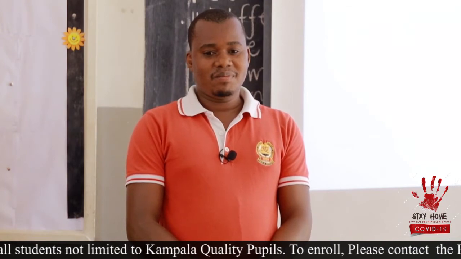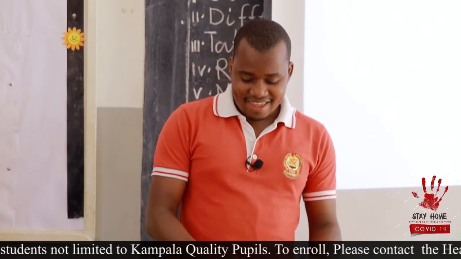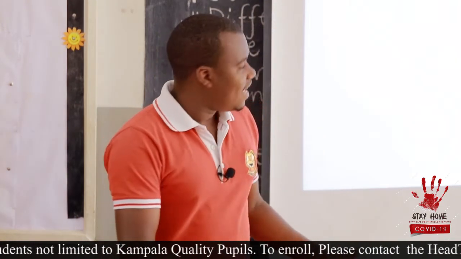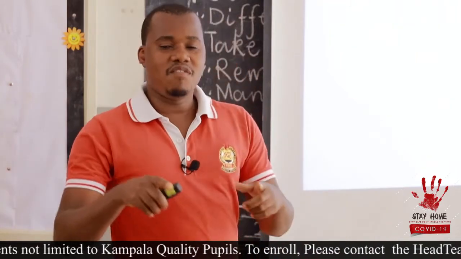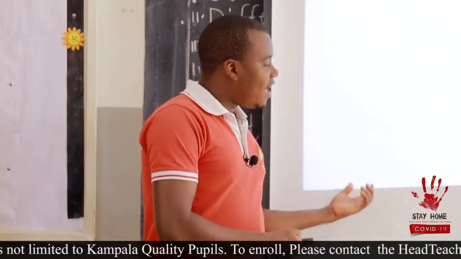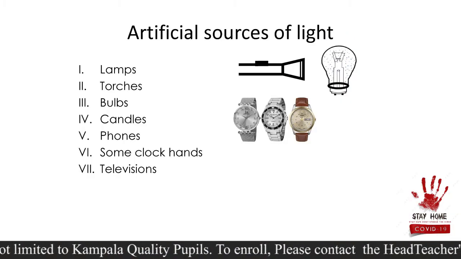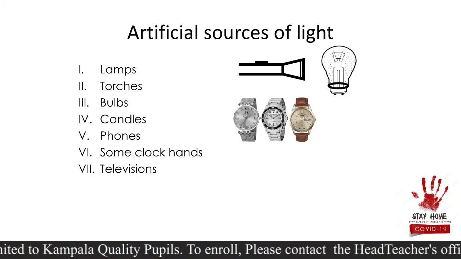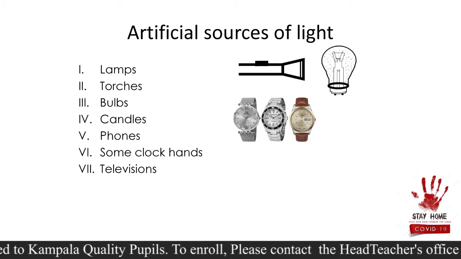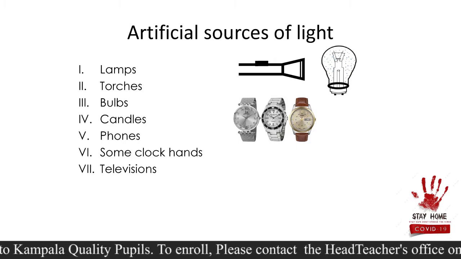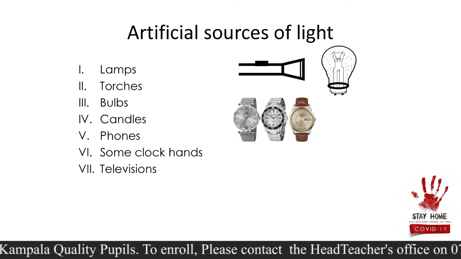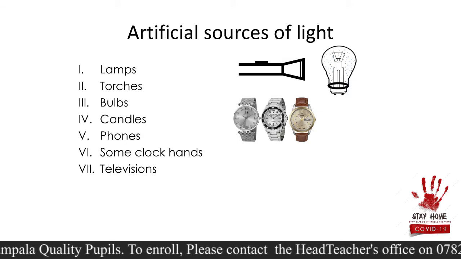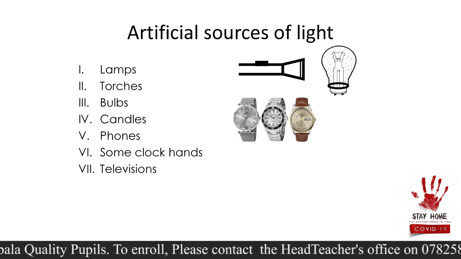Okay. That is very nice. Now, can you compare the list you have made there with mine here? Artificial sources of light. The ones that you don't have, you'll add them on your list. Then the ones that I don't have also, you'll see them on your list. So where are they? These are artificial sources of light. Now you're going to read after me very quickly and we move.